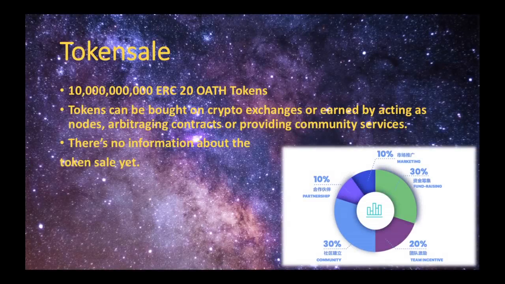Yeah, the token sale, they have 10 billion ERC20 Oath tokens. You can buy them on crypto exchanges or you can earn them by acting as nodes, arbitraging contracts, providing community services, like the Oath Jury, for example. And there's no information about the token sale yet, I think. They're only selling 2 billion of the 10 billion, so it's not a lot, but they have to keep a lot of tokens, of course, for the jury. But yeah, there's no information about the token sale yet, so I can't really share that with you.